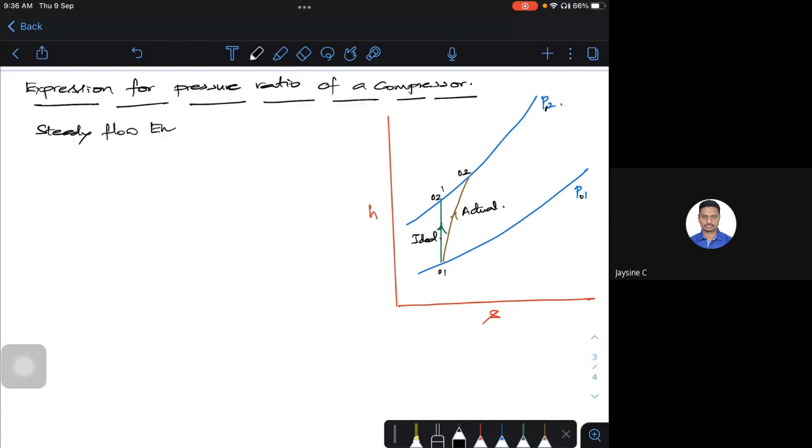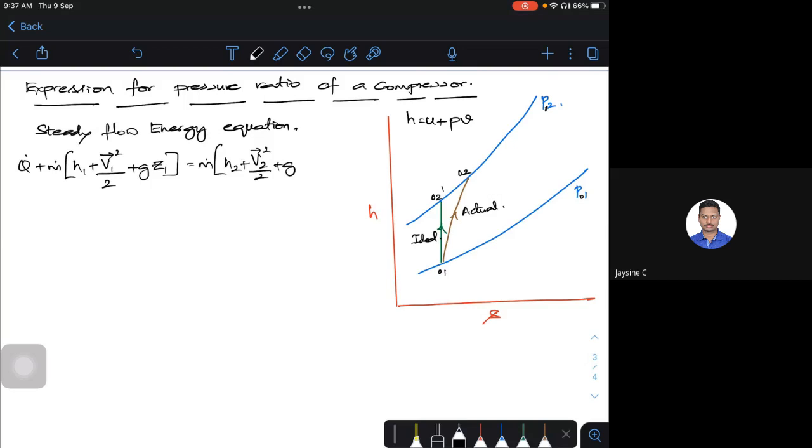Steady flow energy equation. What we have is the discharge at the mass flow rate, so m dot times h1 plus v1 square by 2 plus g into z1. Instead of h, I can write u plus pv, the internal energy plus the pressure volume product. The pressure volume product is also called flow energy. So I can write u1 plus p1 v1, or directly h1. These are the inlet terms, which should equal m dot into h2 plus v2 square by 2 plus g into z2, plus the power developed or work done.